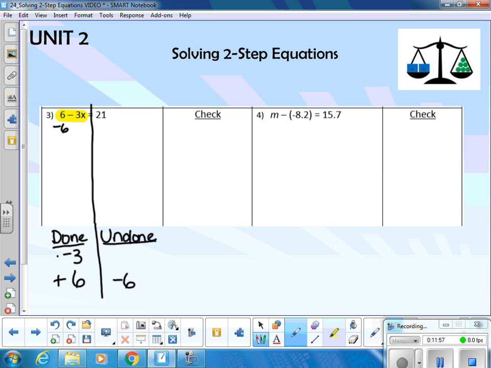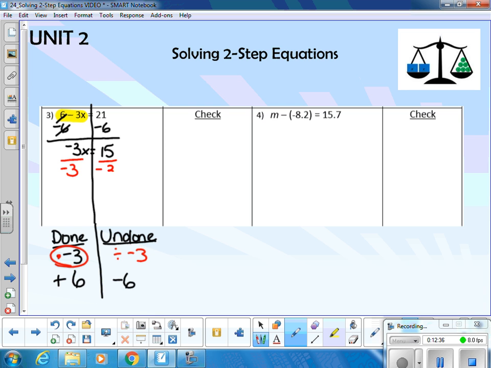So let's do that on both sides. 6 minus 6 is 0, so I know those cancel out. I'm left with just negative 3x. And I have 21 minus 6, which if I plug it in my calculator, I know is 15. Now I have to look at this step. I'm multiplying. The inverse of multiplying is dividing, and I have to keep it a negative 3 so that my answer, my x, will be positive. So I'm going to divide by negative 3 here.